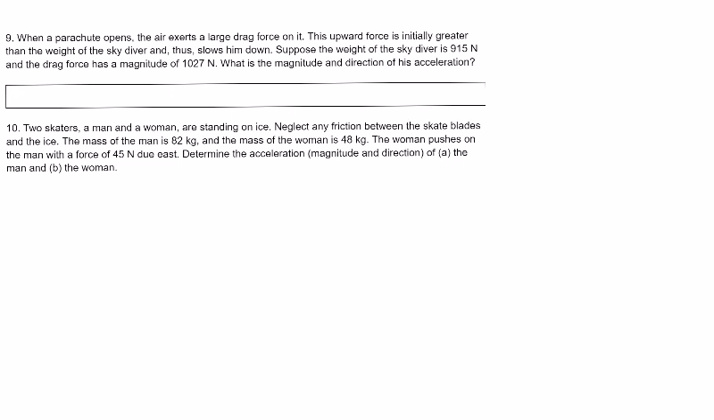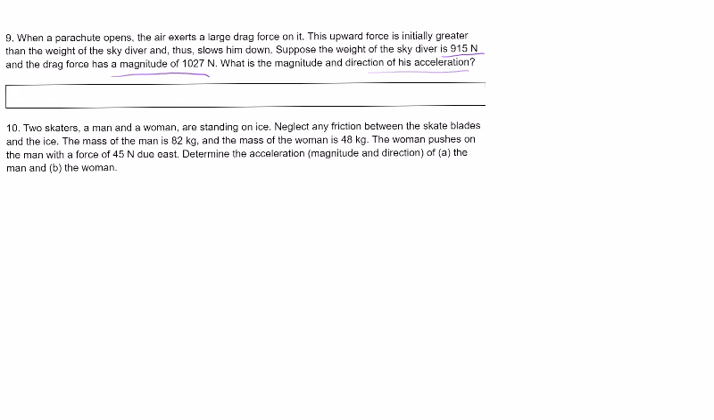So when a parachute opens, the air exerts a large drag force on it. This upward force is initially greater than the weight of the skydiver and thus slows him down. Suppose the weight of the skydiver is this, and the drag force is this. What is the magnitude and direction of his acceleration?